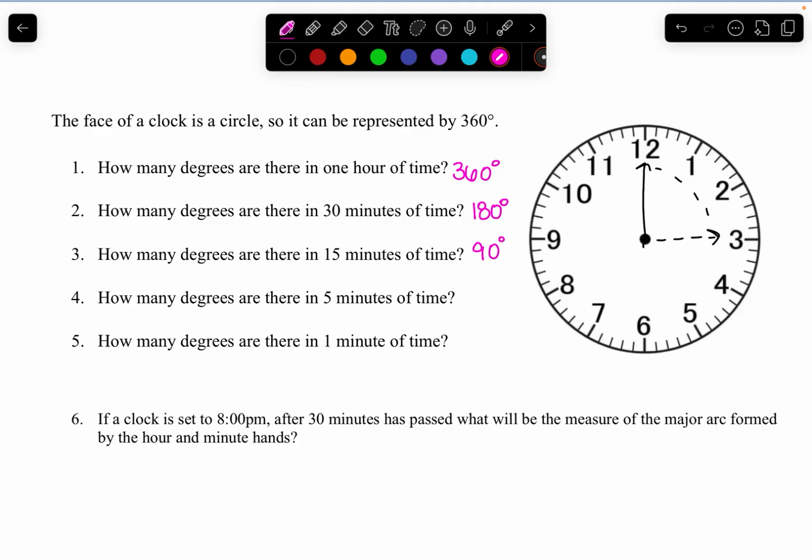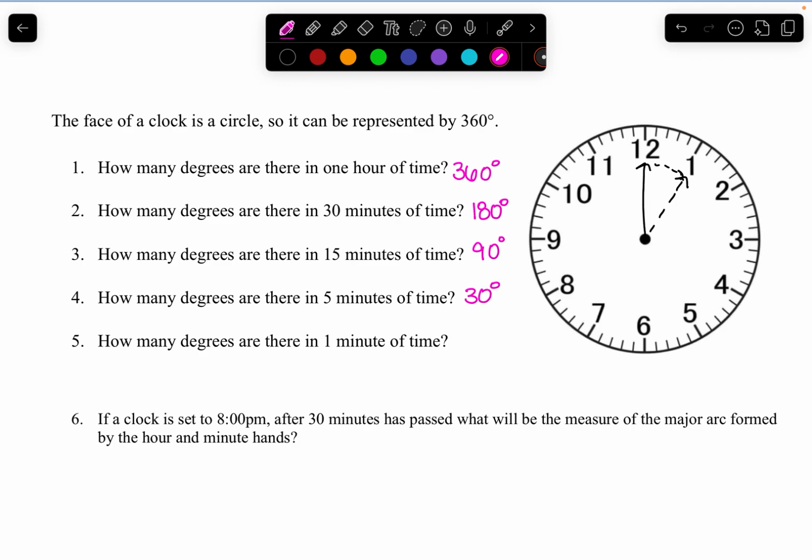Okay. And then what about 5 minutes of time? Well, 5 minutes of time is when you go from one number to another. So I stop here. So my minute hand would be there. So they're basically saying, well, how many degrees is that? Well, if the full circle is 360 degrees, but there's 12 numbers on my clock, I can just do 360 divided by 12, and I get that every 5 minutes of time is 30 degrees.